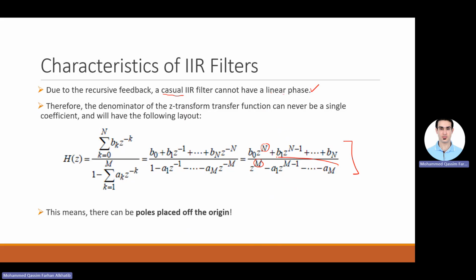The poles here, you have to be careful because the coefficients here will determine where the poles are. For stability, the poles have to be inside the unit circle in the z transform. So this means there can be poles placed off the origin, and that will cause instability.